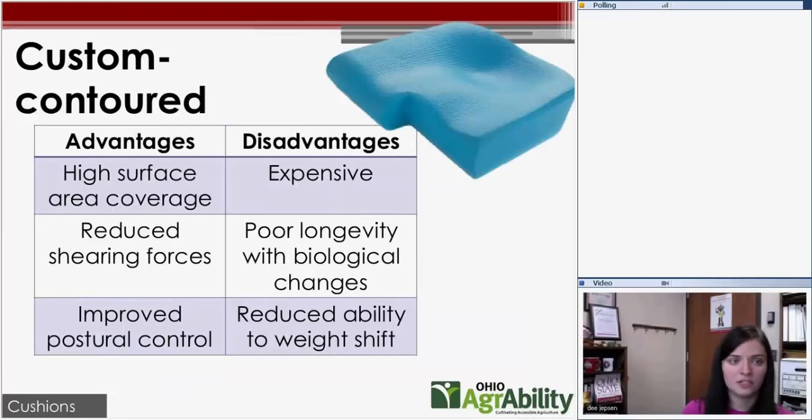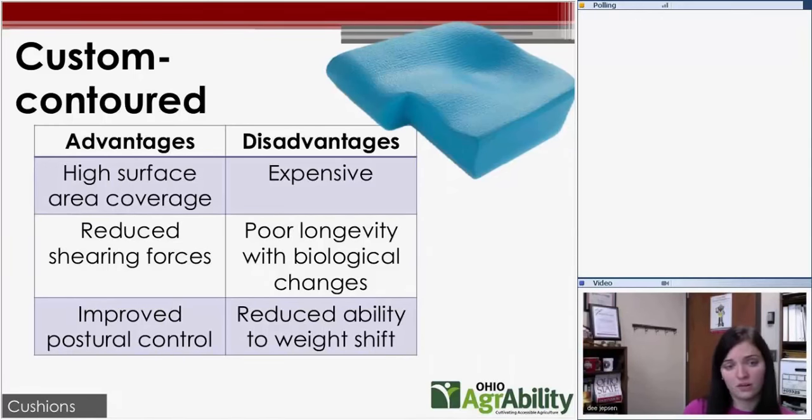Custom contoured, we talked about these a little bit earlier. They do offer a high surface area coverage, again with the lateral supports at the sides of the chair and in the front. They also are good for those who are prone to pressure sores, and they offer good postural control.